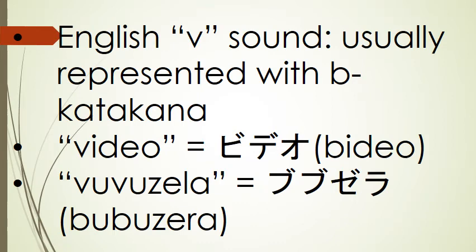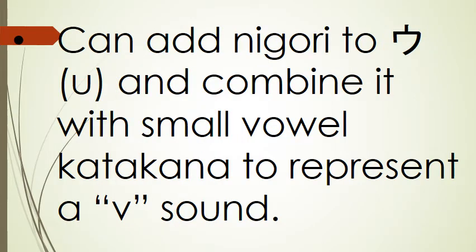Now, what about the V sound in Japanese? Well, usually when we want to represent a V sound in Japanese, we just use a B katakana. So, for example, the word for video in Japanese is bideo. The word for vuvuzela is bubuzera. But there is the option of taking an U katakana, adding on a dakuten, aka nigori, and usually adding a small katakana next to it to represent the V sound.